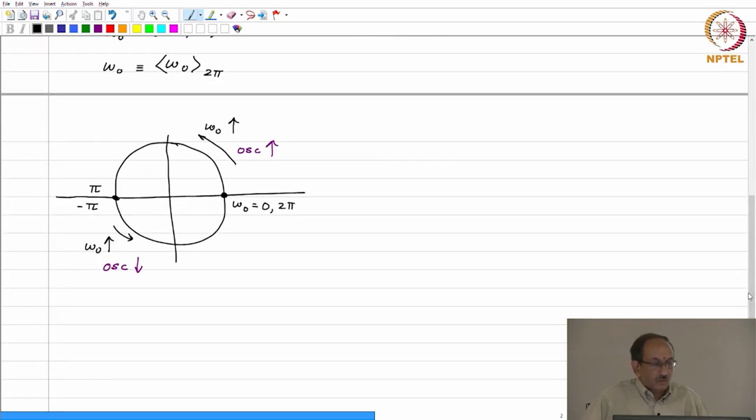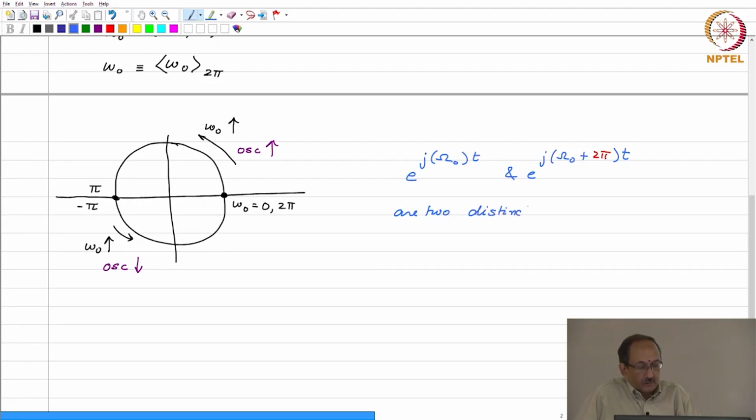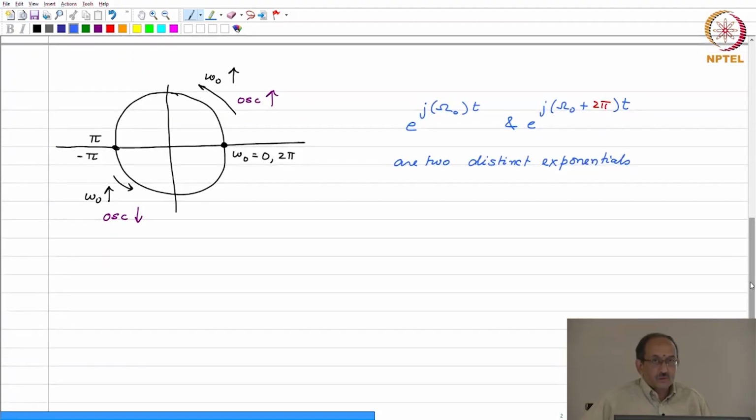So this is one distinct difference between discrete time and continuous time. Recall that in continuous time, e to the j omega naught t and e to the j (omega naught plus 2 pi) t are two distinct exponentials, they are not the same. So this is the first difference.